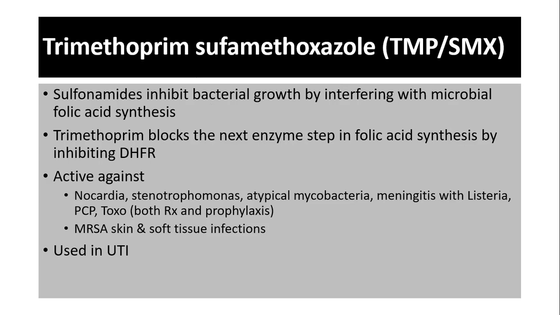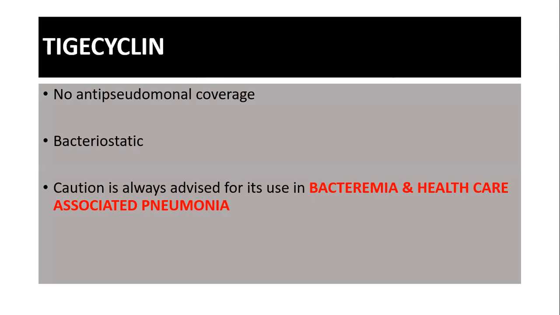So you can use this combination in those cases: atypical mycobacterium, meningitis, PCP, and toxoplasmosis. Then we have MRSA, skin and soft tissue infections, and it is also used in case of UTI. Tigecycline has no anti-pseudomonal coverage. It is bacteriostatic, and this is the last resort, actually. It is not a very good drug because it's bacteriostatic, used with caution in cases of bacteremia and healthcare-associated pneumonia.